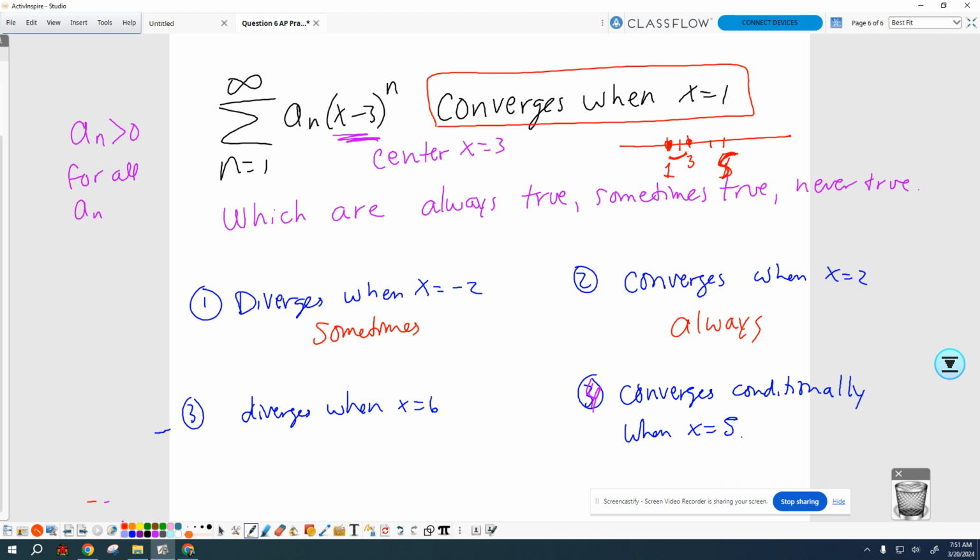If I go 2 units that way, 2 units to the other way, would it converge at 5? Does it have to? What if it's one of those endpoint things? Could it diverge? Maybe. Does it have to diverge? No. Converges conditionally. Is this one possible? No. Why not? Because I'm telling you here, a sub n is always positive. That's not going to alternate, so it's not going to be conditional.